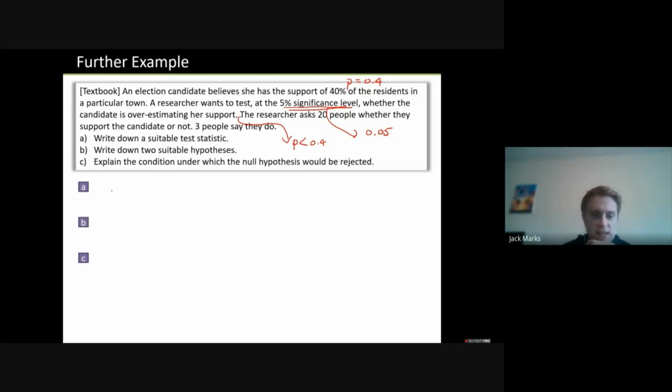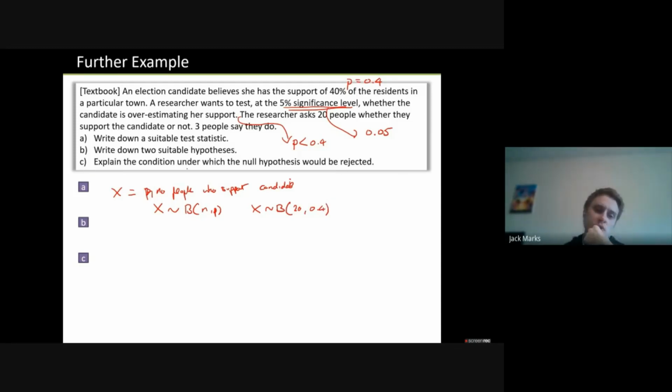So write down a test statistic. This is the number of people who support the candidate. Okay, and I would even put this one in here as well. I mean, it wants X here, but just as a good habit, I write this in as well. So X is binomially distributed with 20 and 0.4 seems to be the idea.